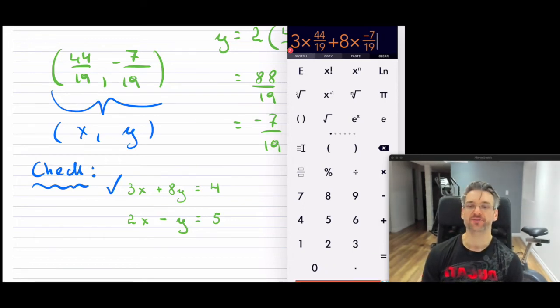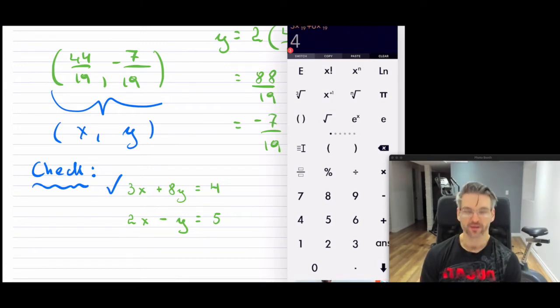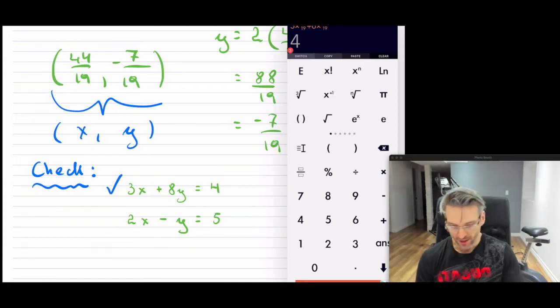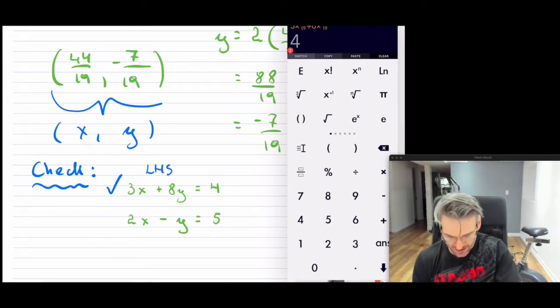So that's on the left-hand side, right? That's the left-hand side of that first equation. Now I'm going to hit equals, and notice that it equals 4, which is the right-hand side, which simply means that my left-hand side equals my right-hand side.